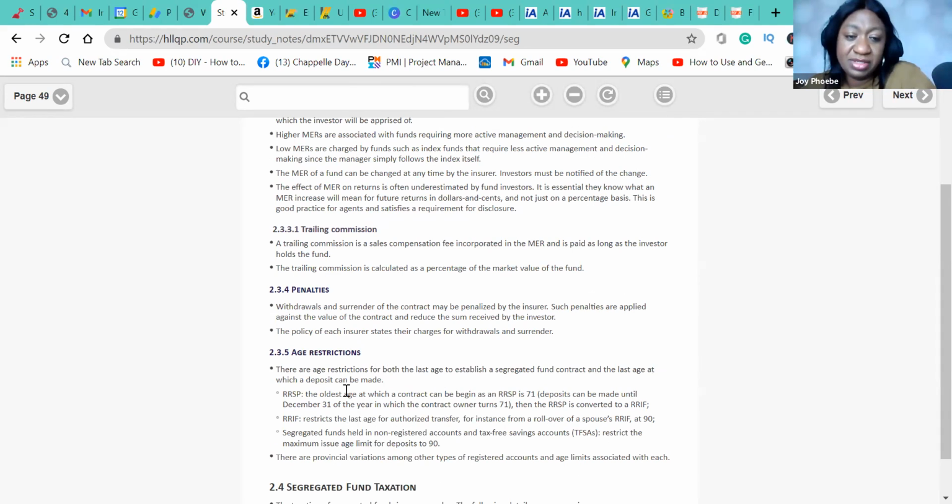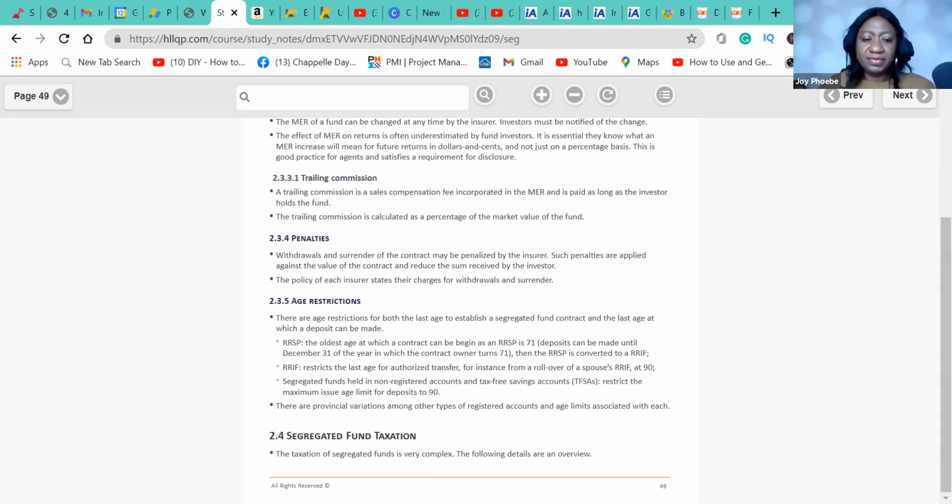Now, let's talk about age restrictions. There are age restrictions for both the last age to establish a segregated funds contract and the last age at which deposits can be made. Okay. RRSP, the oldest age at which a contract can begin as an RRSP is 71, and deposits can be made until December 31st of the year the person turns 71. So you can't make deposits beyond this period. All right. And then RIF, when it comes to RIF, the last age for authorized transfer, for instance from the spouse's RIF, is age 90.